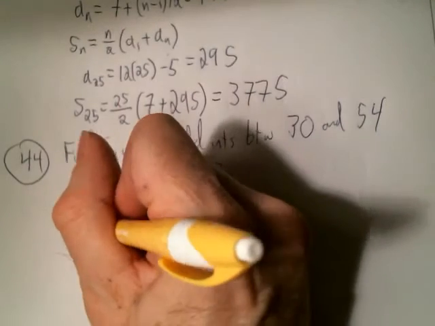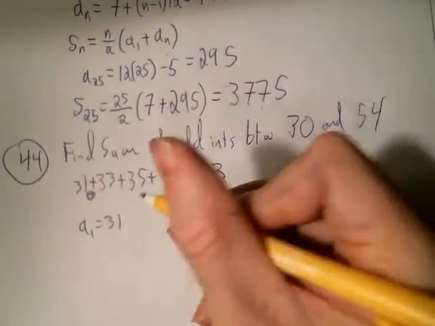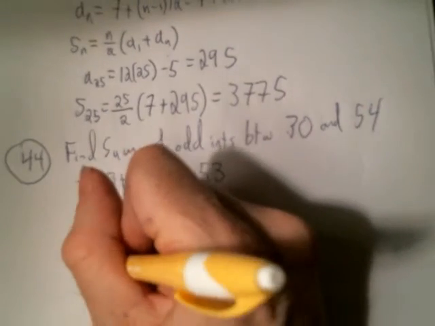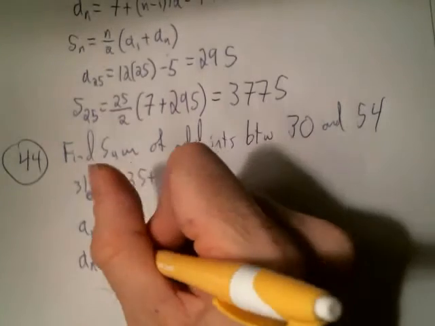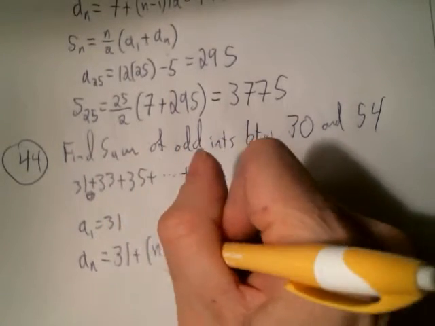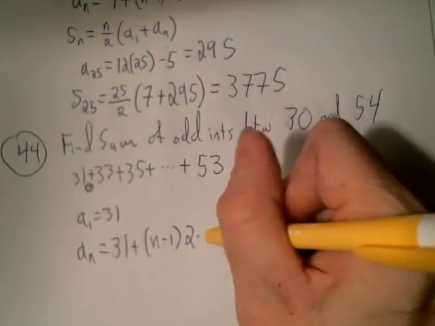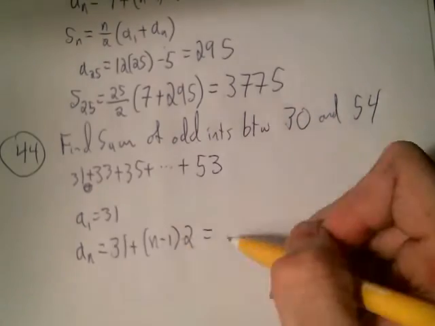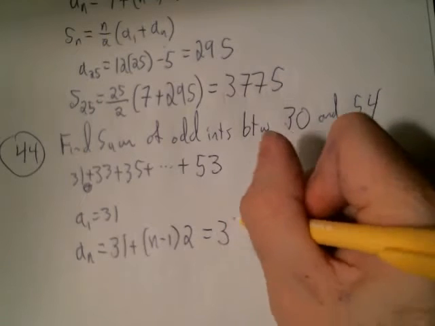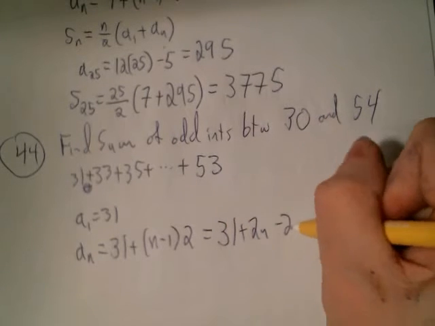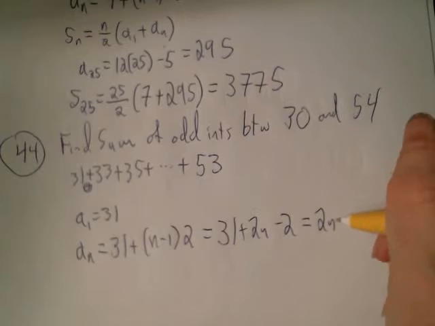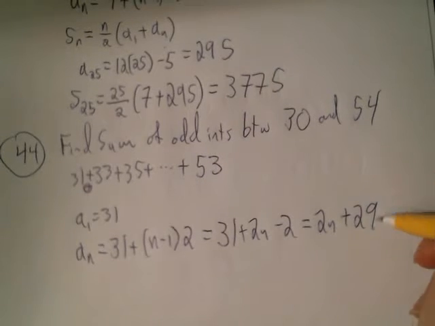Okay, so a sub 1, of course, is 31. Our a sub n formula is going to be a sub 1 plus n minus 1 times the difference between two consecutive values, which is 2. 33 minus 31 is 2. So we get 31 plus 2n minus 2, which is 2n plus 29.